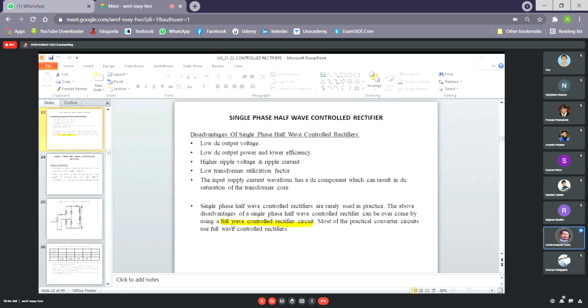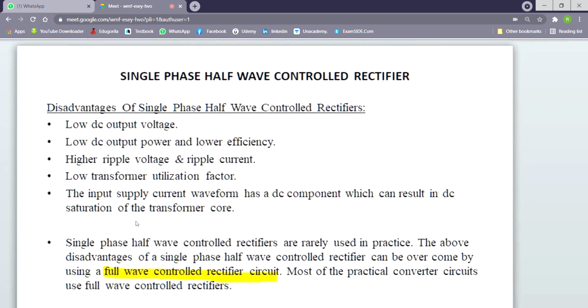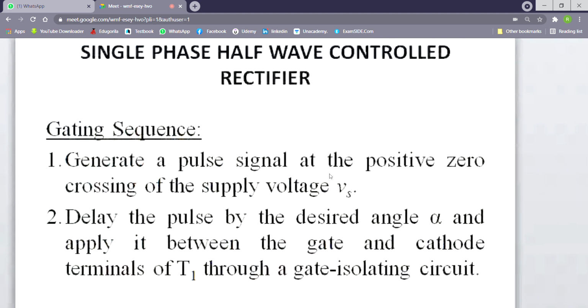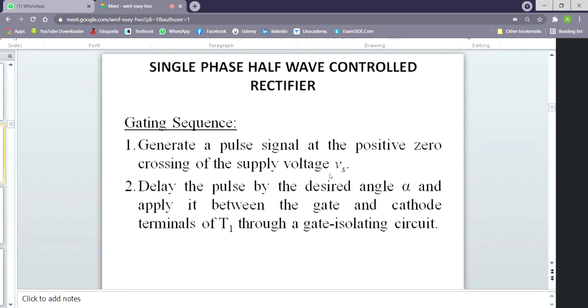Because of all these factors, we are not actually using single phase half wave control rectifiers. Rather, in practice, we use the single phase full wave control rectifier circuit. Most practical converter circuits use a full wave control rectifier. Then we talked about the gating sequence for a single phase half wave control rectifier. In the gating sequence, we generate a pulse at the positive zero crossing of the supply voltage Vs.